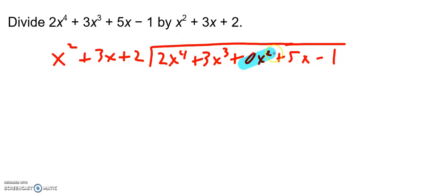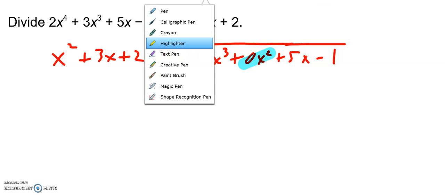That's crucially important. Whatever the highest degree term is that we're dividing, we need to account for every single degree below that, even if it's not listed. So since I started with x to the fourth, I need to have an x to the third, x squared, x, and then a constant term. That'll be important in the division process. Every once in a while, it won't make a difference, but you don't know that until you start, so you need to put it in there just in case.